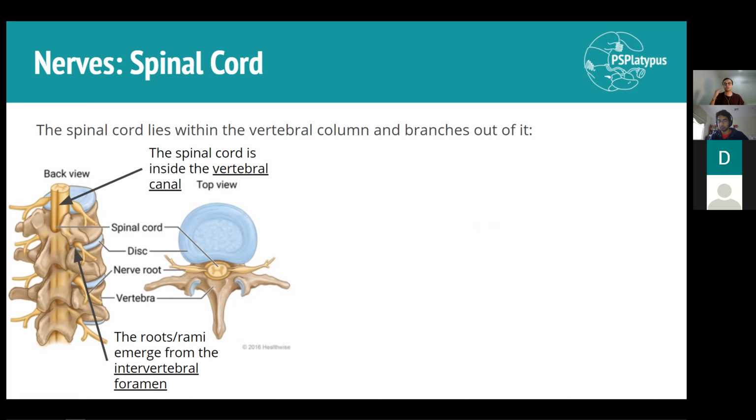And they emerge between the vertebrae, between the arches. And that place where they emerge from is sort of a hole or a foramen. We call it, again, a foramen. But because it's between the vertebrae, we call it intervertebral foramen. So that's how you can remember where these roots and rami emerge from. So they're quite well protected until they emerge out and then travel to wherever they want to go. And you can see again in both these views here.